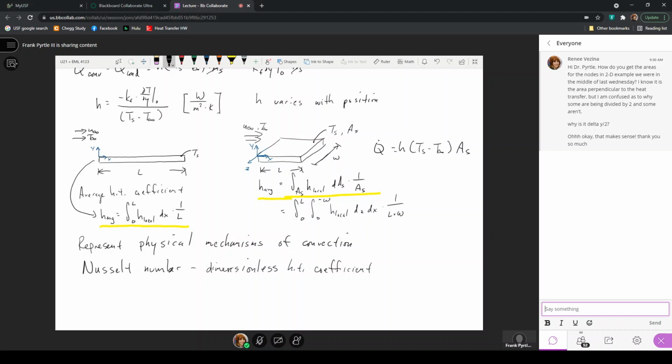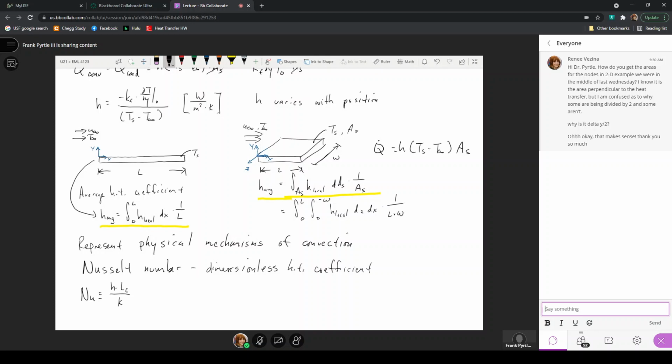This expression is often thought of as a ratio of pure convection to pure conduction that would be occurring inside of the fluid. So the Nusselt number is shorthanded as a capital Nu, and it's defined as the heat transfer coefficient times the characteristic length divided by the thermal conductivity.